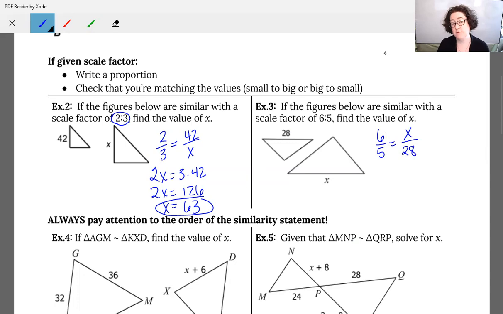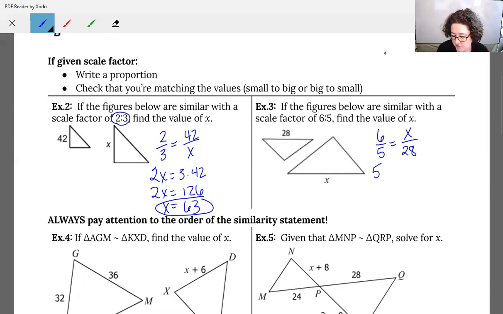And again, these are flipped around and I didn't have any other sides to compare, so I know I only have enough info to use the X and the 28. But noticing in both of those triangles, those are labeling the longest side as well. So that's another indicator, hey, I picked out my correct corresponding sides.